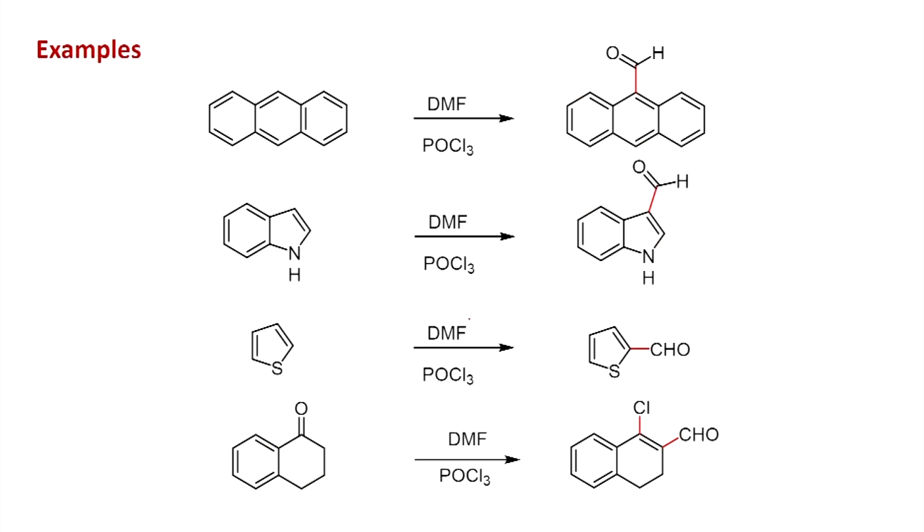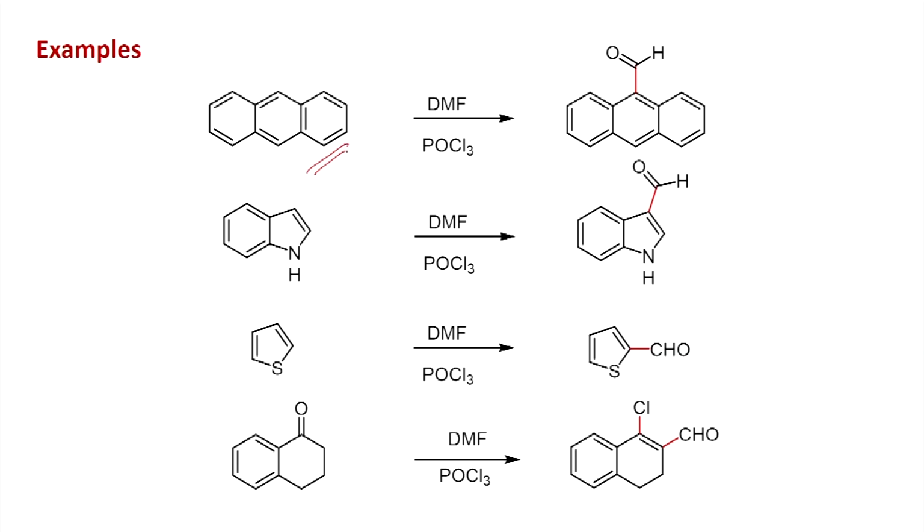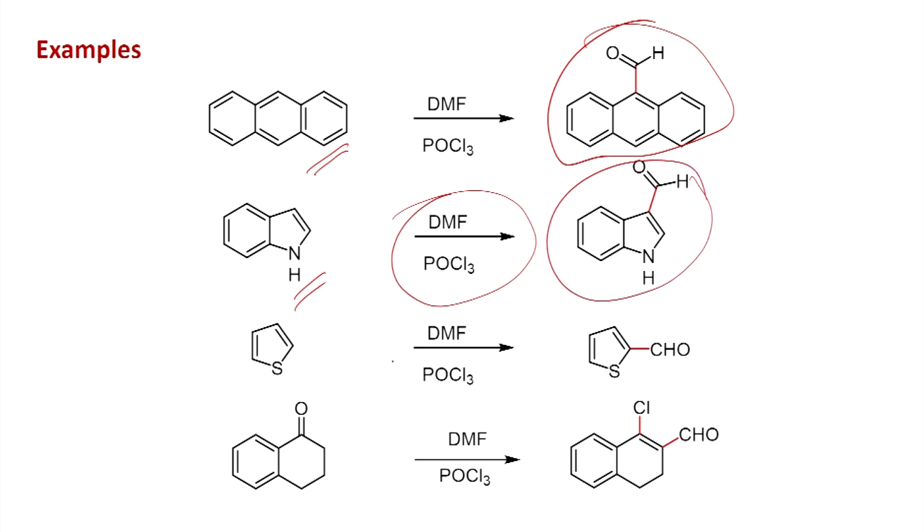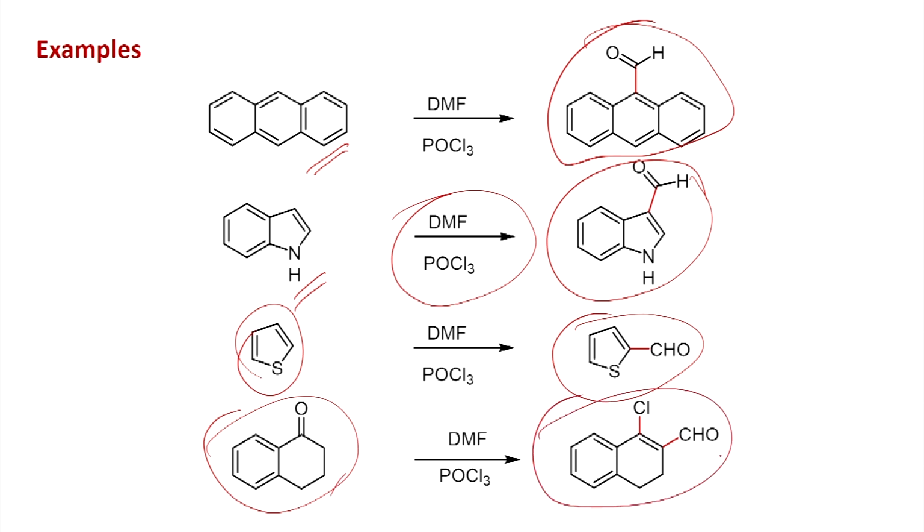Here are some examples shown. Just as I have shown on the previous slide, if you have benzene and naphthalene, they do not undergo reaction. However, anthracene can readily undergo reaction to give this aldehyde compound. Similarly, indole can undergo reaction at the third position. You can introduce the formyl group, and similarly, thiophene, being electron rich, can undergo reaction. You can get 2-thiophenecarbaldehyde as a product, and for example this ketone also can undergo reaction, and then you will be able to get this aldehyde as a product.